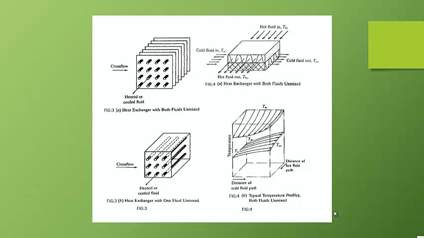Here the temperature distribution with distance is skewed because the fluid in a given flow path is subjected to a temperature difference unlike that experienced by the fluid in any other path at the same distance from the inlet.